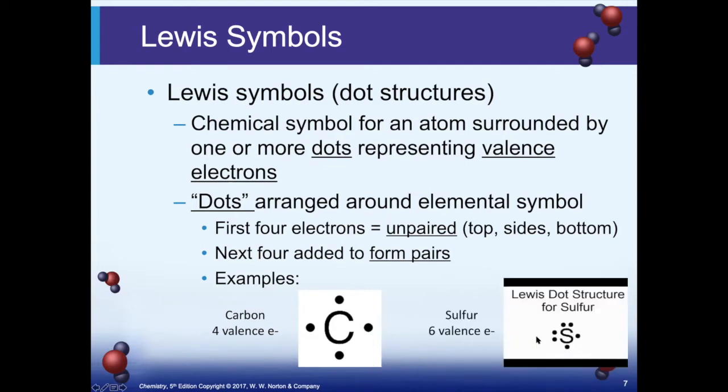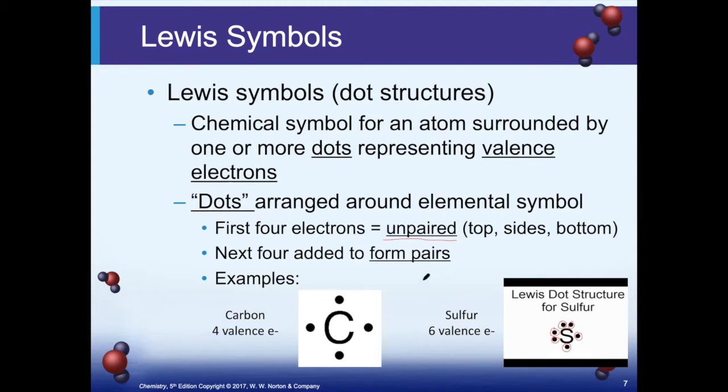Okay, so sulfur, if you want to draw this out, I'm just going to circle them in the order that they would be put there. So sulfur would have the 1, and then the 2, and then the 3, and then the 4, and then 5 and 6. Those are the 6 electrons, and how you would put them into the Lewis dot symbol or structure for sulfur. So you have them unpaired first: top, side, bottom, side.